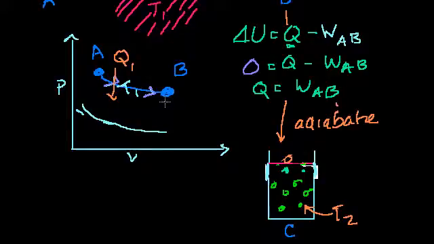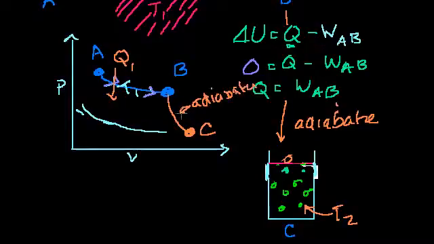From B to state C, let me do it in the orange color of this arrow. So it'll look like this. And now we are at state C. Now this was adiabatic, which means there's no exchange of heat. So I don't have to figure out how much heat got transferred into the system.